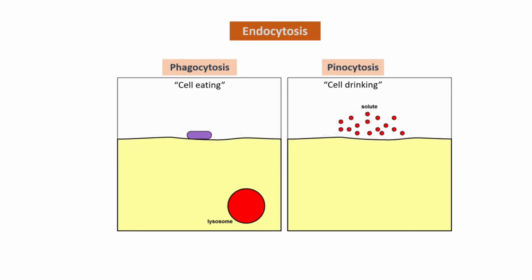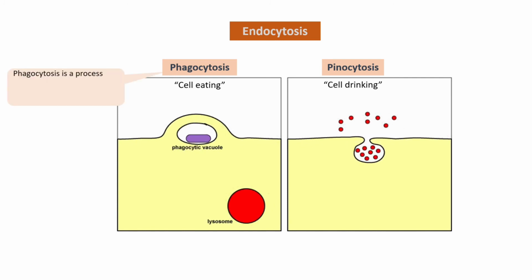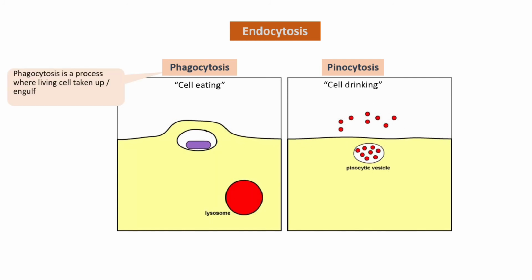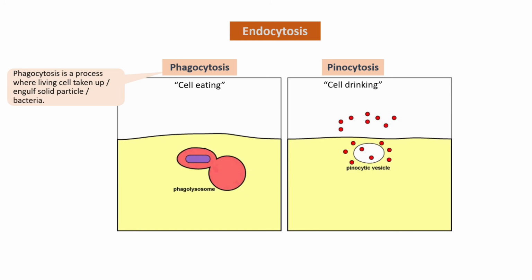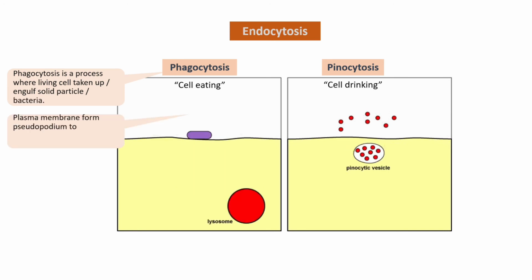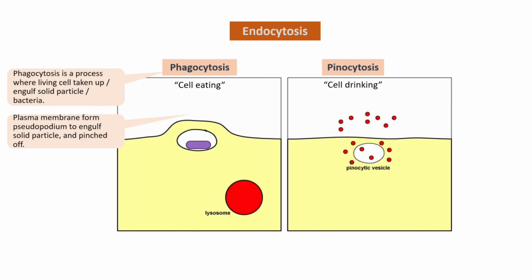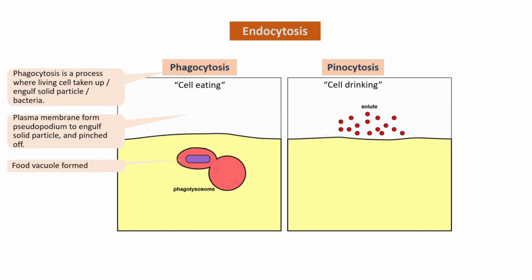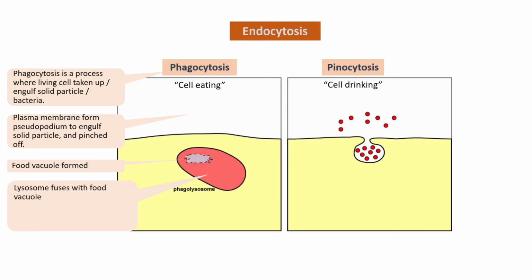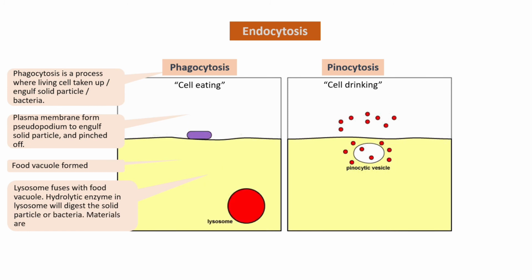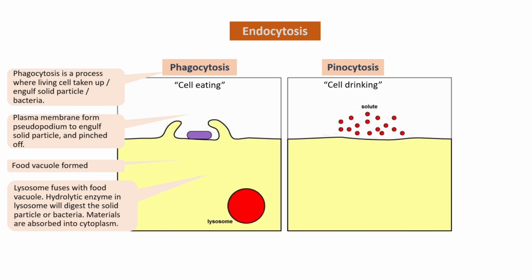Endocytosis divides into two types, which are phagocytosis and pinocytosis. Phagocytosis is a process where a living cell takes up or engulfs solid particles or bacteria. Plasma membrane forms pseudopodium to engulf the solid particle, and then pinches off. Food vacuole is formed. Lysosome then will fuse with the food vacuole. Hydrolytic enzyme in lysosome will digest the solid particle or bacteria. Materials are then absorbed into the cytoplasm.